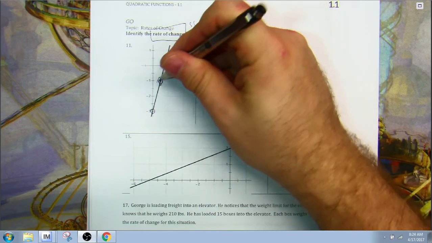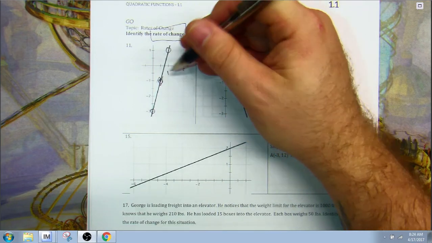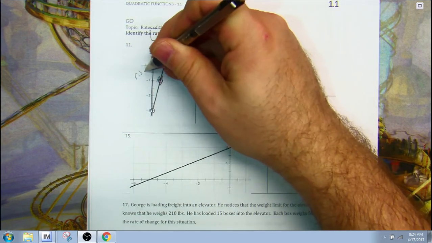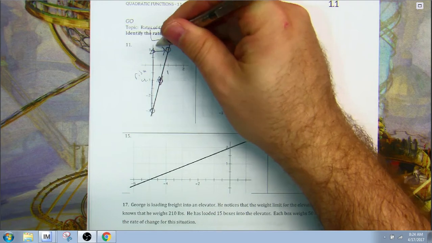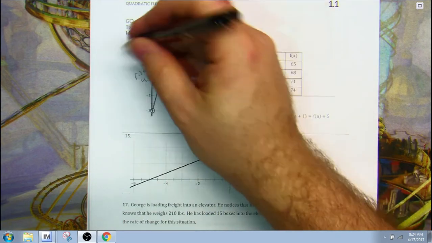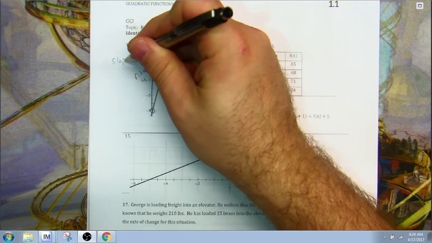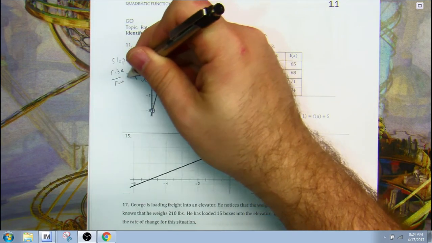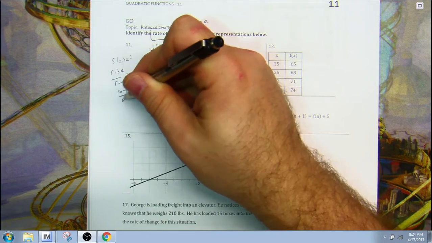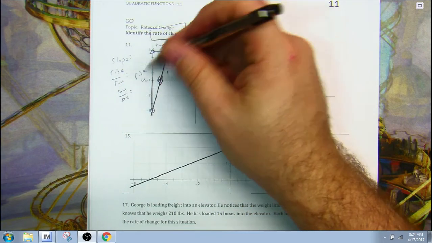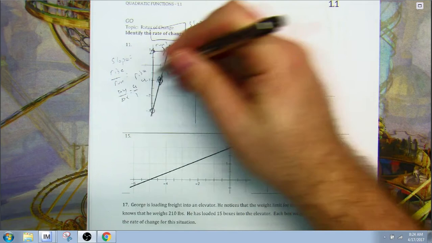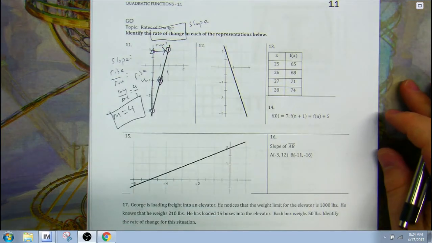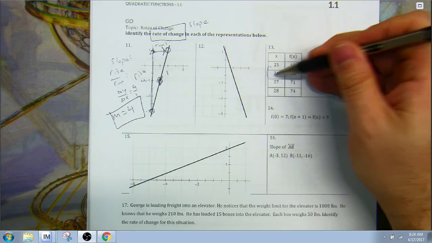Okay, so I don't care about that. I care about this one. That one's way easier to work with. And I see that I rise 4, and then I run 1. So my slope, which is the same as rise over run, which is the same as the change in y over the change in x. I see that I rised 4, ran 1, so my slope is 4. And that's it. For this, change in x, change in y.